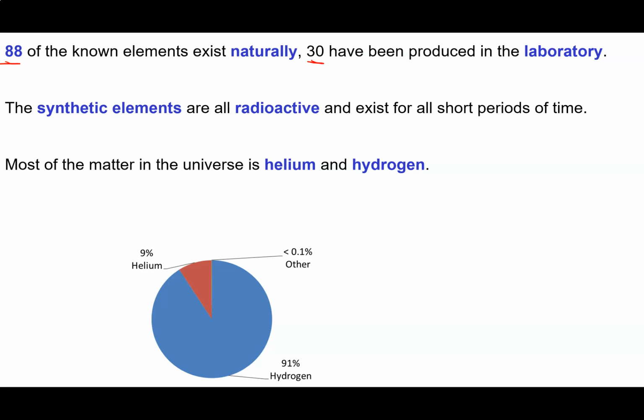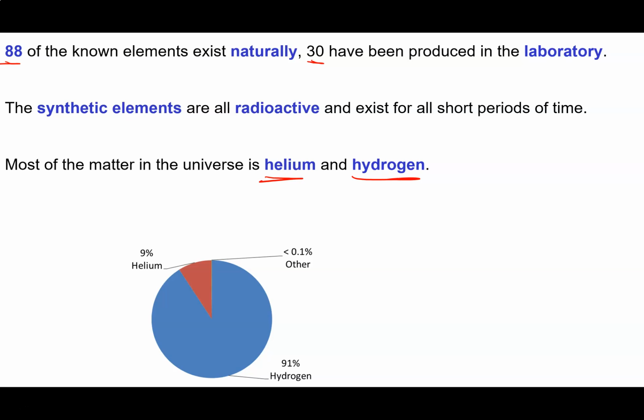Now, it turns out that the universe is pretty boring. While there are 118 elements, most of the matter in the universe is only of one of 2 types of atoms. It's either helium or hydrogen. And it's even more boring than that. Greater than 90% of the universe is hydrogen, and almost 10% of the universe is helium. In fact, less than 0.1% are any other atoms.